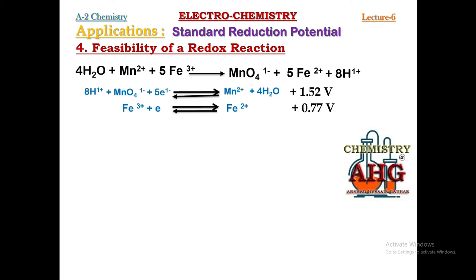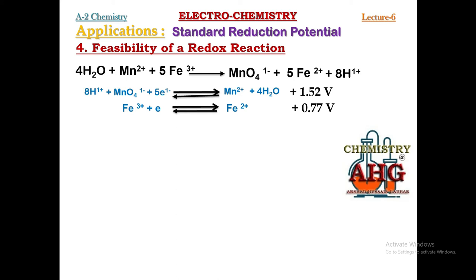It is 0.77 volt. Now again, you will look at the reduction potential of the half cells that you have copied from the data booklet. Out of the two half cells, which half cell has the mathematically greater value of standard reduction potential? It must undergo reduction, it must become the cathode. Right now you can see the greater value for the standard reduction potential is for the MnO4- half cell.